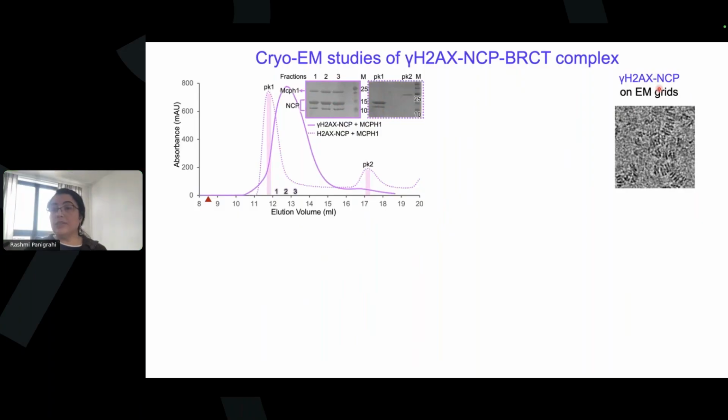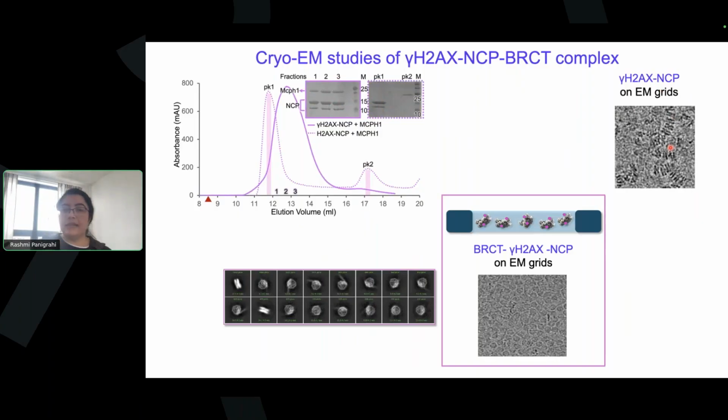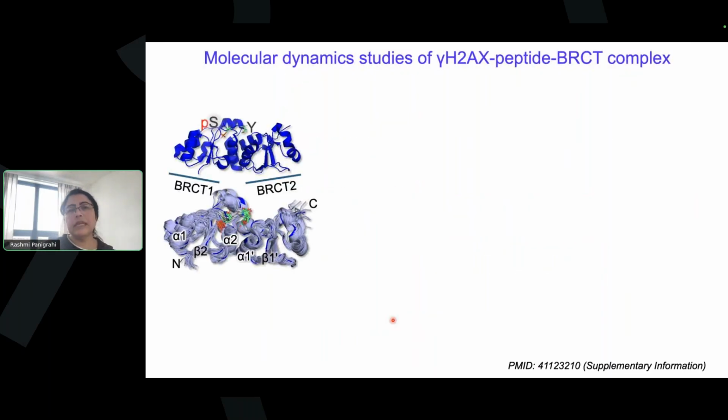And to remind you guys, this is the EM grid for the gamma H2X NCP, and you see stacks here. However, when we had BRCT in there, we could not see any stacks. Upon 2D classification, we just saw mononucleosomes, and we also saw the structure of it. However, we could not see any clue of BRCT whatsoever. So then we thought, what's going on here? So we performed molecular dynamics simulation.